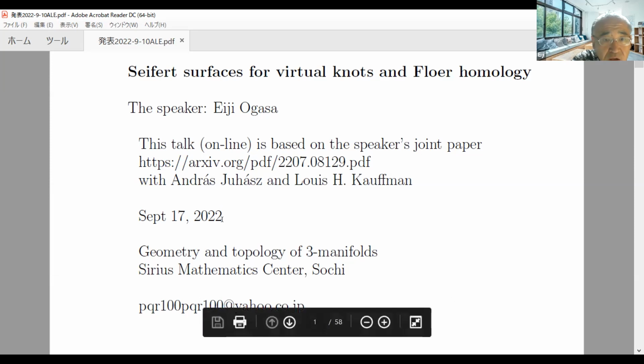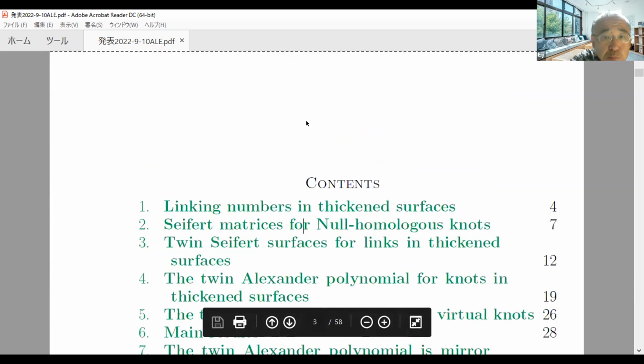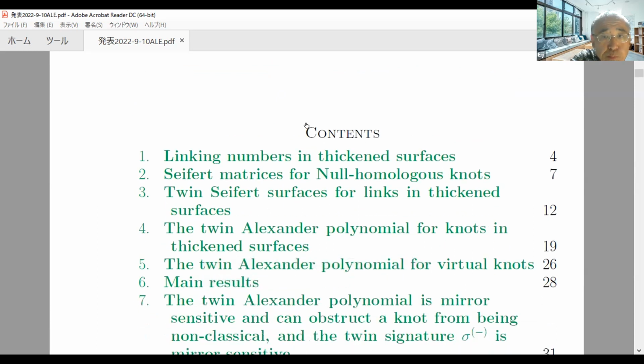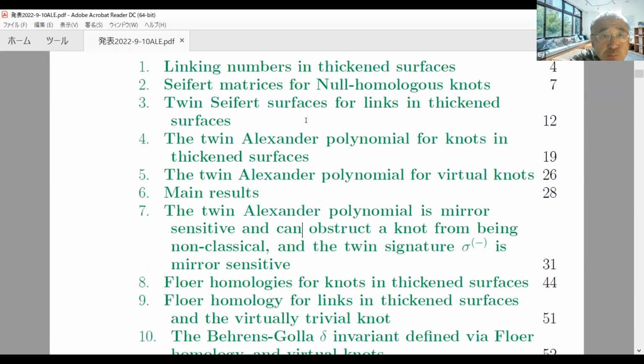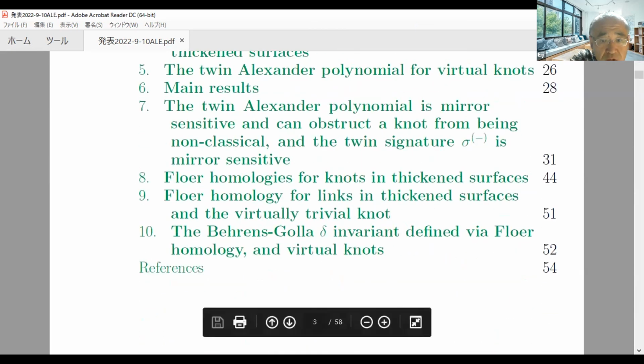Look at this one. Okay. Contents. Please wait. Please wait. I put the PDF.